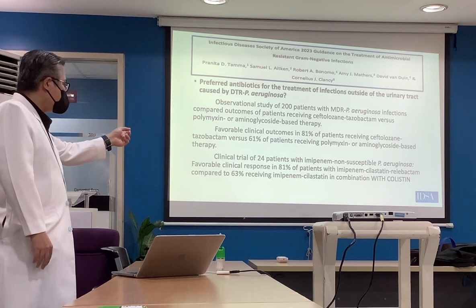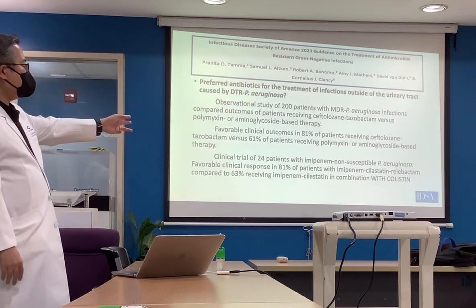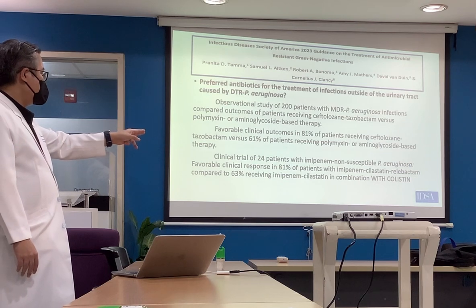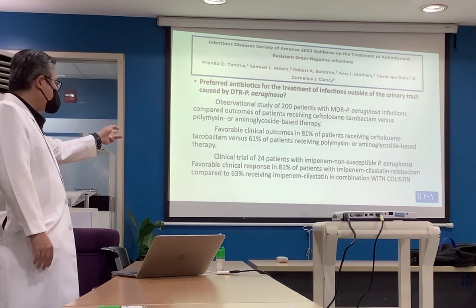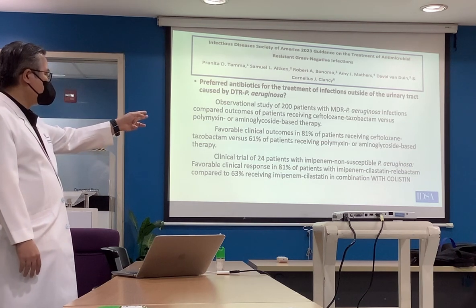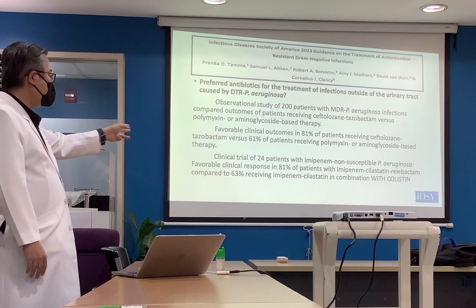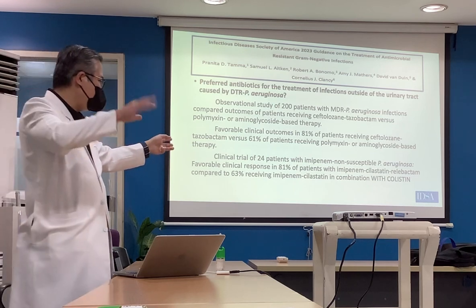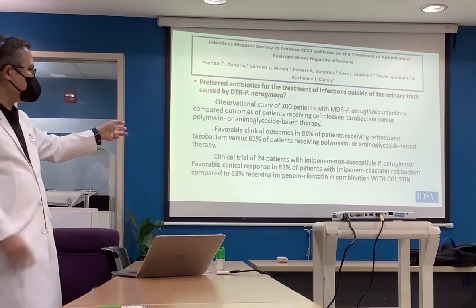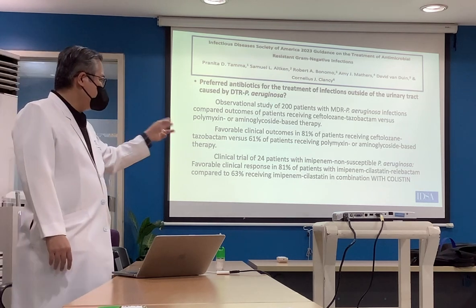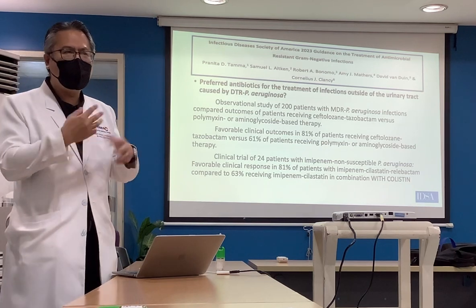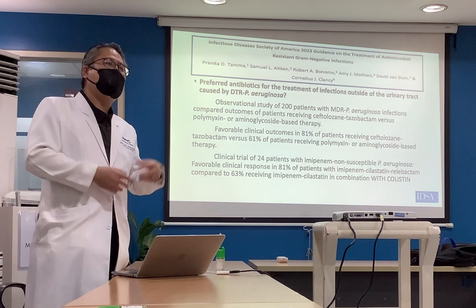And a smaller trial of 24 patients with imipenem non-susceptible Pseudomonas. Favorable clinical response, 81% dun sa imipenem cilastatin-relebactam compared to 63% only. So, mga around 20% yan, less than 20% when imipenem cilastatin with colistin. So, we see na the newer beta-lactams have an advantage.